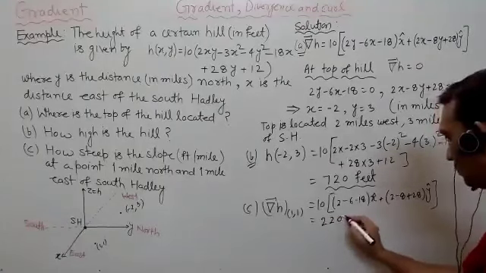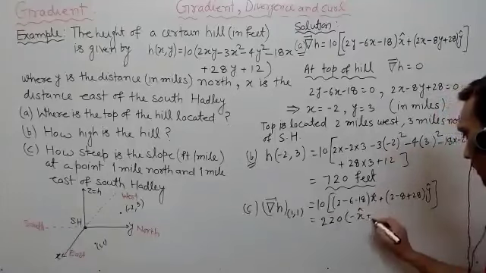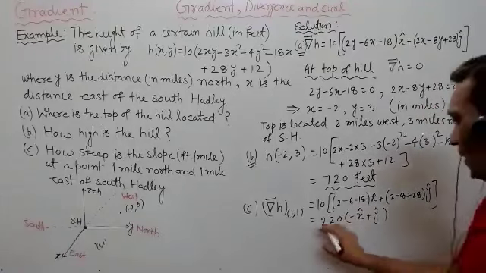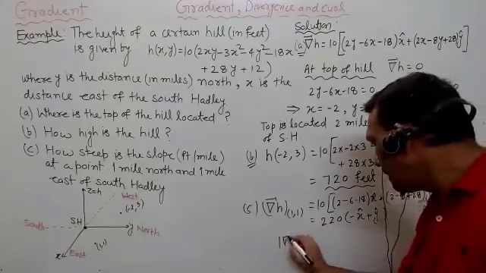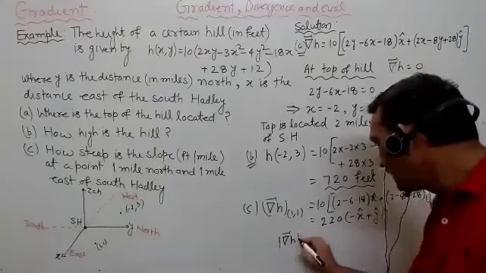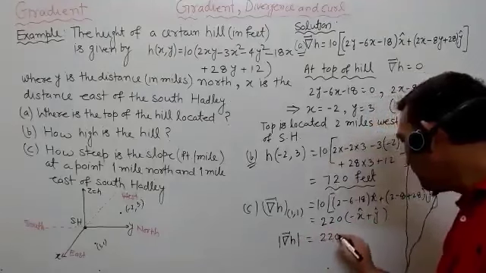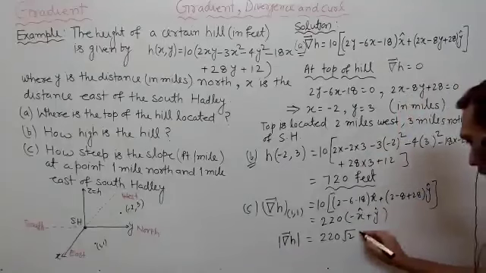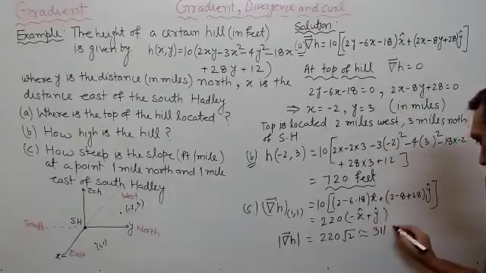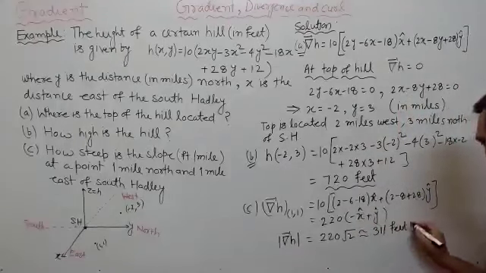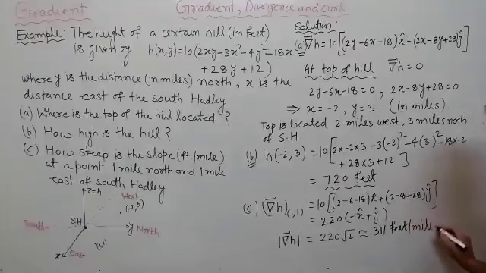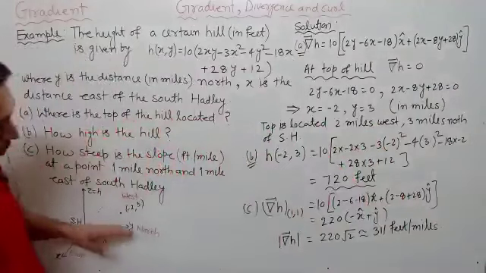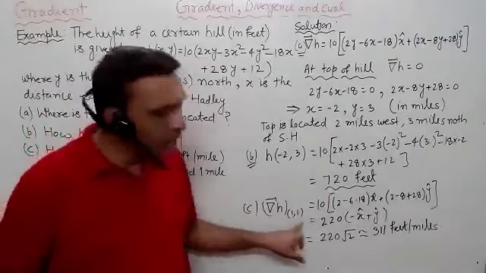22 minus x cap plus y cap. This is the gradient. And what will be the magnitude of gradient h at this point? 220 root 2, and this will be approximately 311 feet per mile. So that is the slope at point (1, 1).